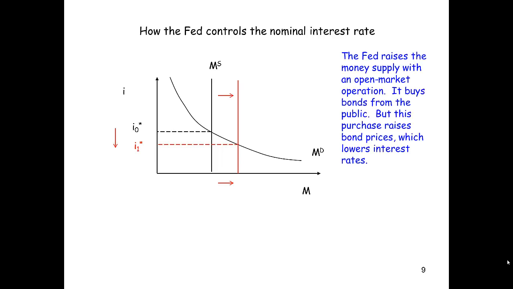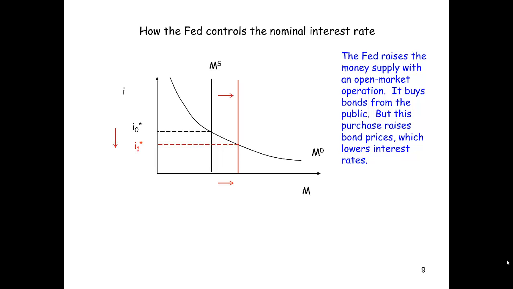So what's happening here? Well, the Fed raises the money supply with an open market operation. It buys bonds from the public. But this purchase of bonds raises bond prices because the Fed is out there demanding these bonds, and that lowers interest rates because bond prices and interest rates move in opposite directions. So that's another way to think about how we go from an equilibrium at i0 to one with a lower interest rate at i1.